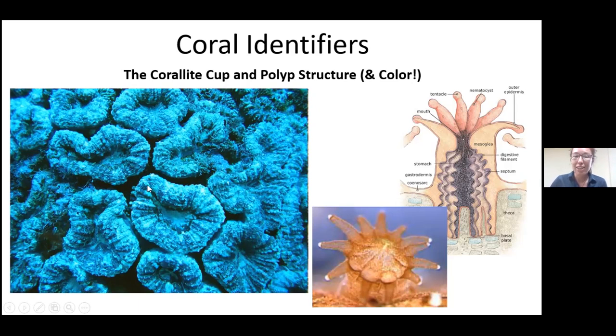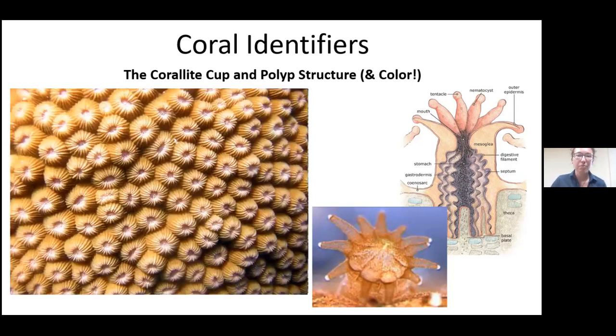And you will see these occasionally on the reef as well. Its key distinguishing characteristic is, again, the fact that they're massive, much larger polyps than any other species that we see on our reef. So a really great key distinguishing characteristic.